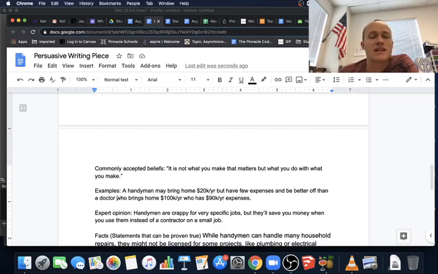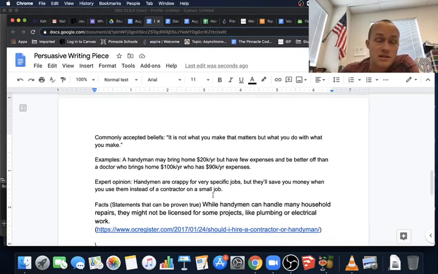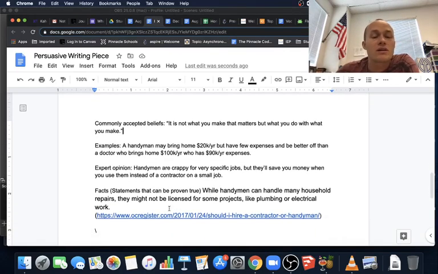The next one is an example. Okay. Example: a handyman can bring home $20,000 a year, but have few expenses, and be better off than a doctor who brings home $100,000 a year who has $90,000 a year of expenses. So essentially, the handyman has $20,000 a year of just free spending money, while the doctor only has $10,000. Interesting example. Okay, so that just goes to show you money management does matter for everyone. So that's a skill you might want to consider acquiring.